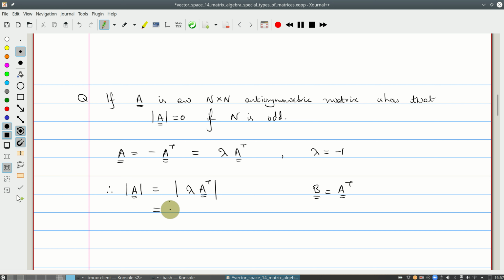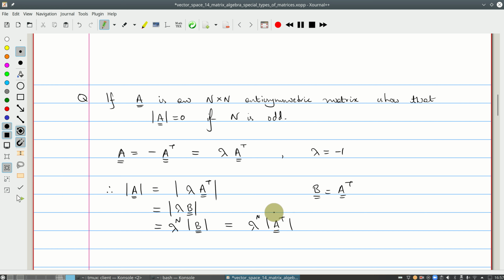So this is equal to the determinant of lambda times B. Now we know from the list of properties of a determinant that if B is an n by n matrix, which is what it is, then this is simply lambda to the power of n times the determinant of B. Let's write this back in terms of A. That's lambda to the power of n, the determinant of A transpose.